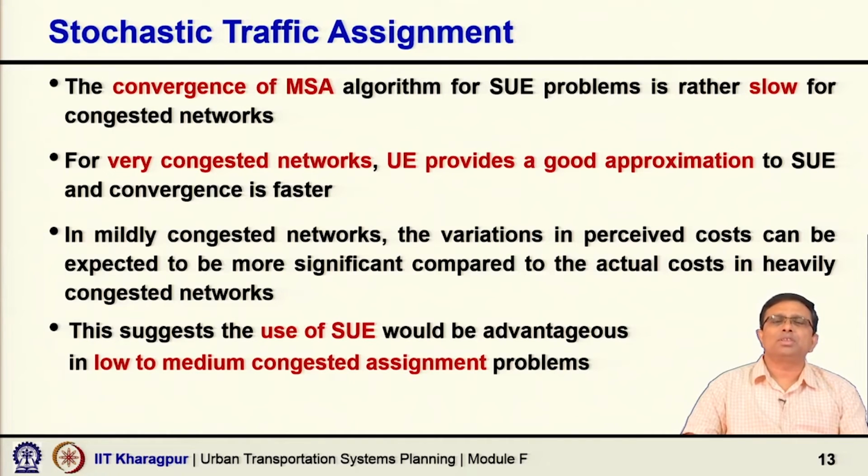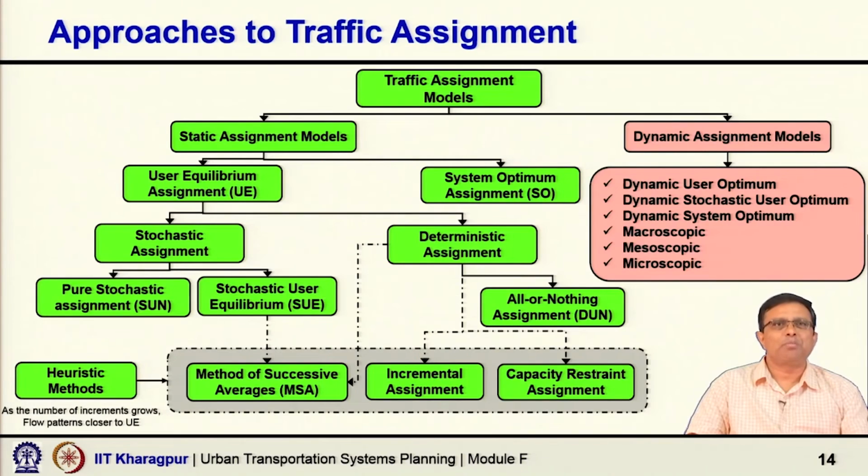So, in a mildly congested network, the variation in the perceived cost can be expected to be more significant as compared to the actual cost in a heavily congested network. This suggests, and from experience it is found, that use of SUV would be advantageous in low to medium congested assignment problems. If the network is heavily congested, then the difference may not be that significant. So, for a very congested network, UA provides a good approximation of SUV.